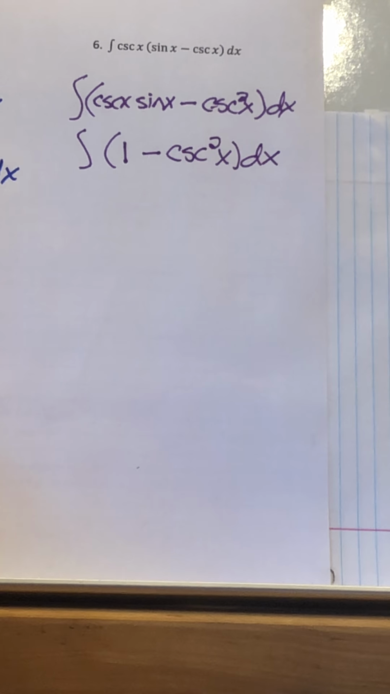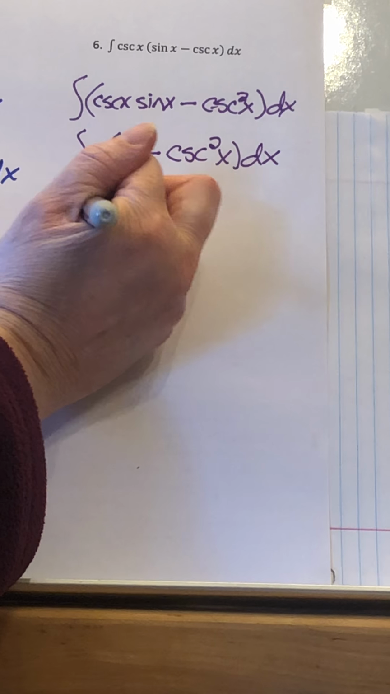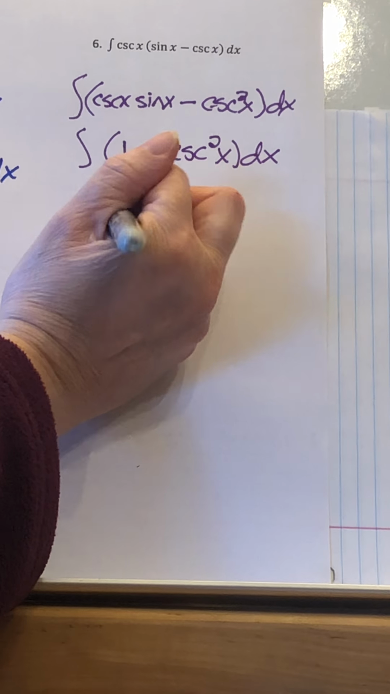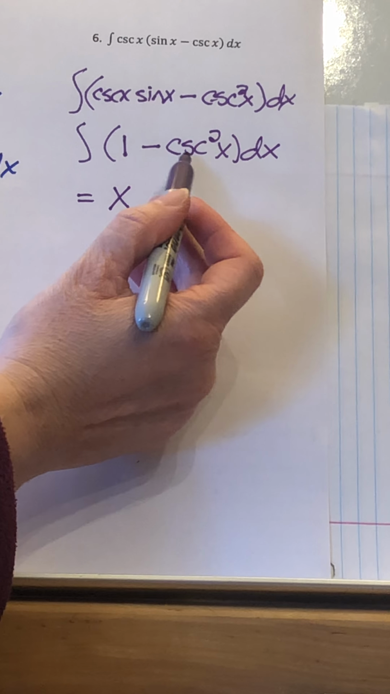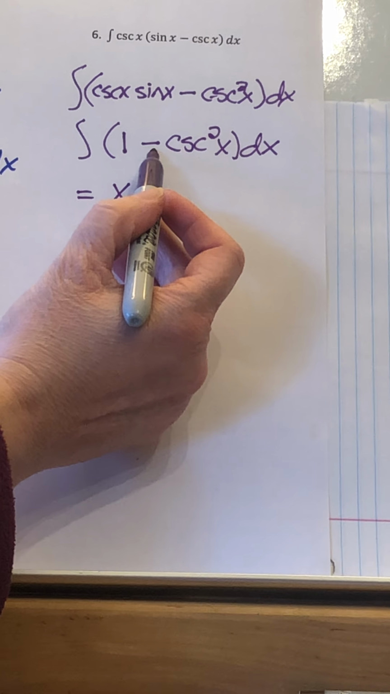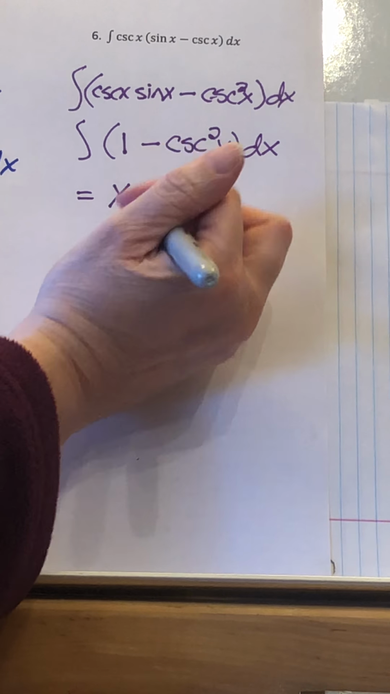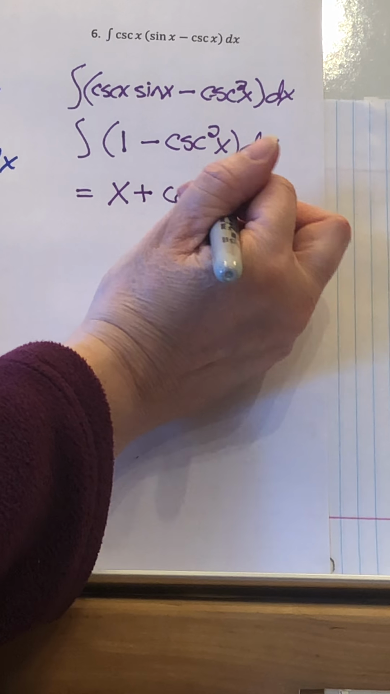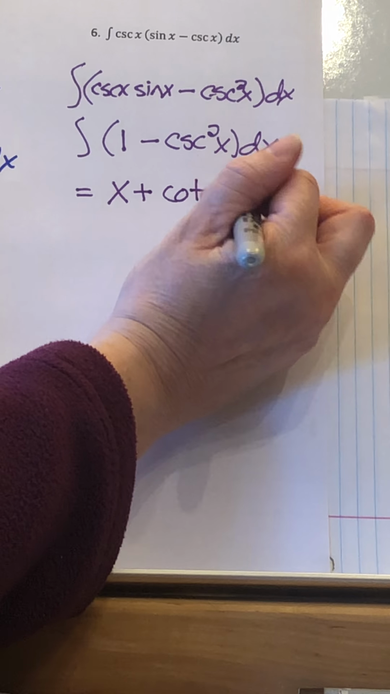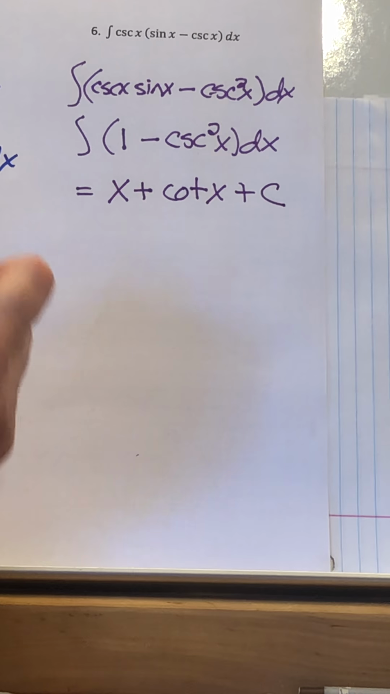And now I'm ready to integrate. The antiderivative of 1 goes to x. Now here's that cosecant squared on my list. It's got its negative in the front, so it's good to go. So I can say plus cotangent of x plus c.